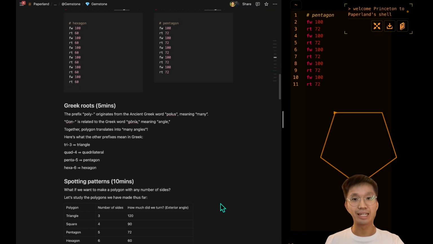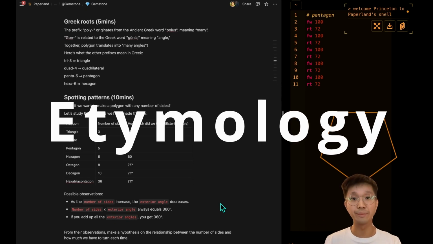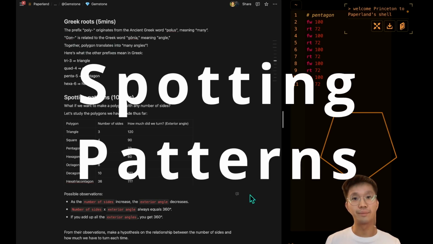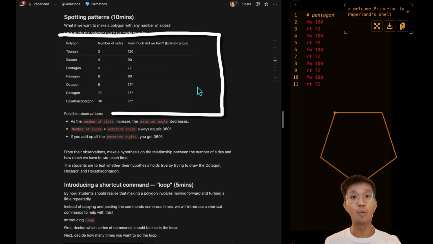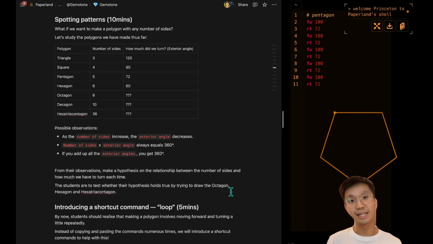At this point of the class, I like to take the chance to teach the students more about the etymology of the word polygon. What does the word poly mean, and what does gon mean? This is also a good time to consolidate their learnings. I would draw this table on the whiteboard, listing down all the polygons they've drawn so far and their turning angle, which is the exterior angle. The question to ask at this point is whether they're able to spot any patterns. A few possible observations are listed here.